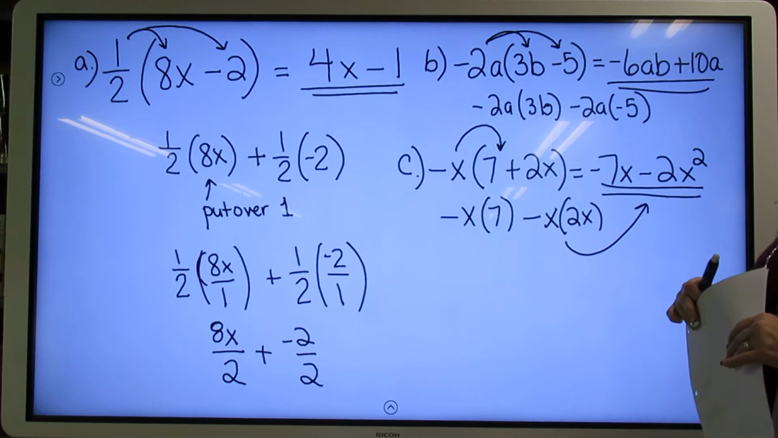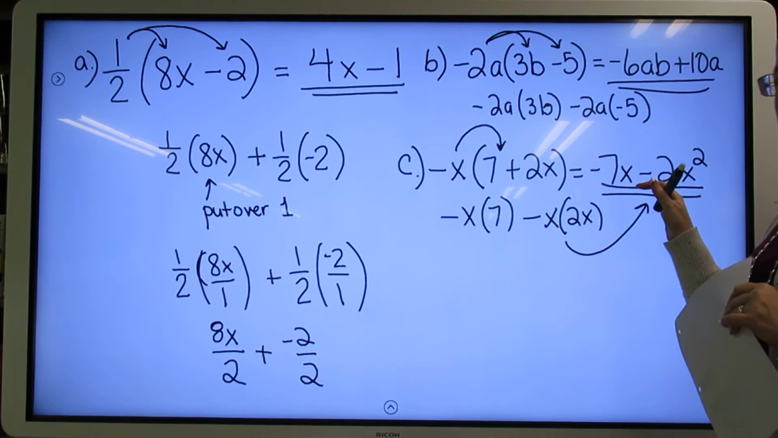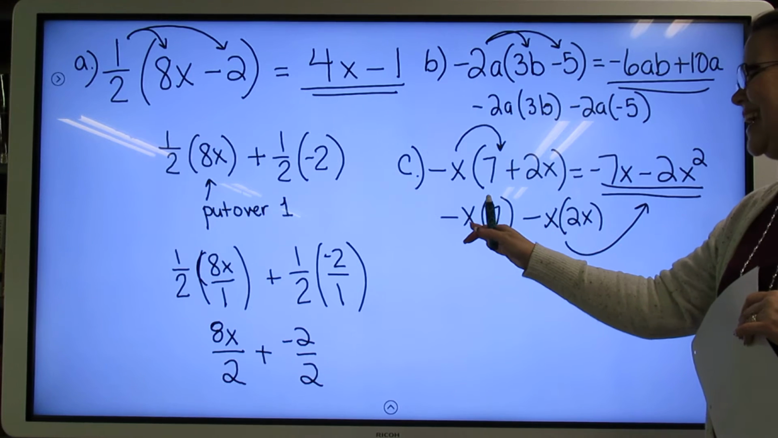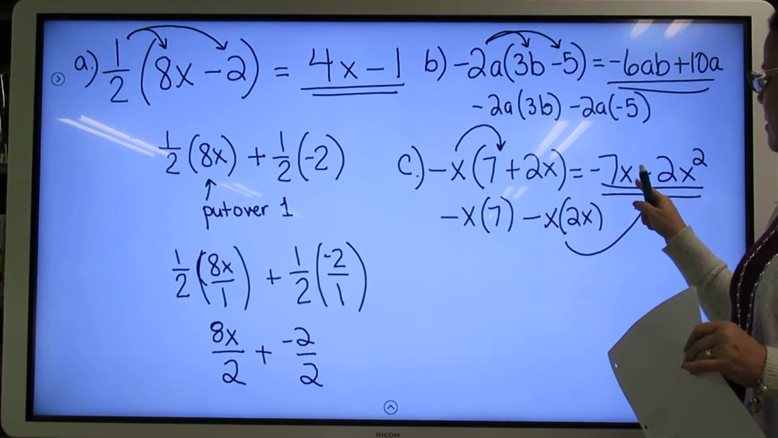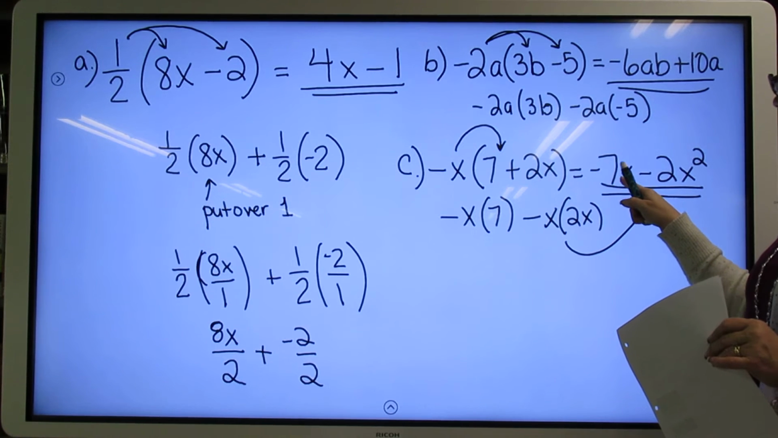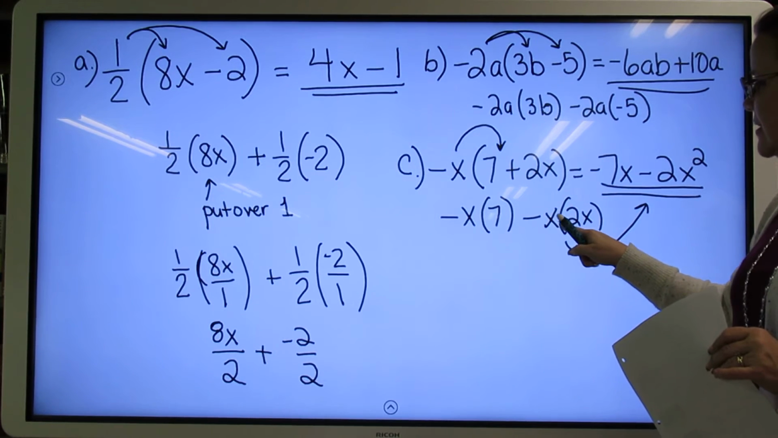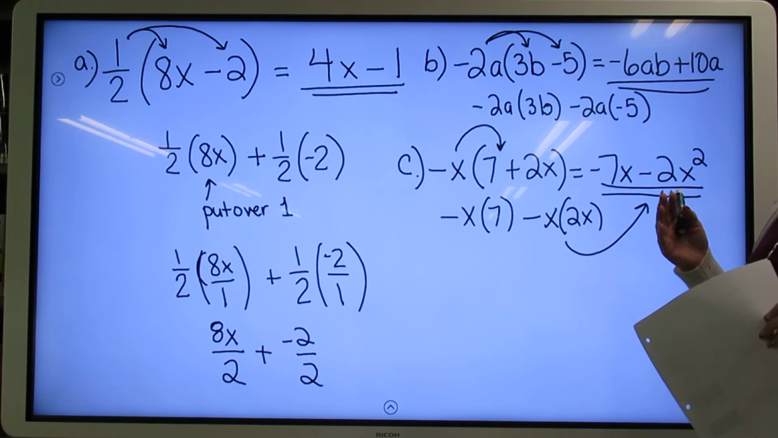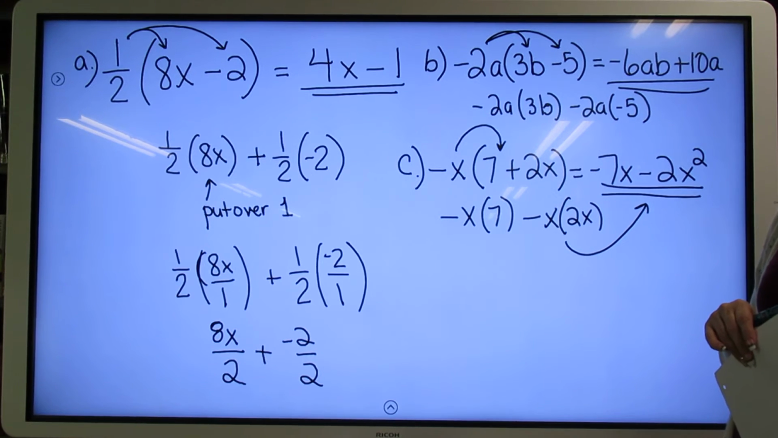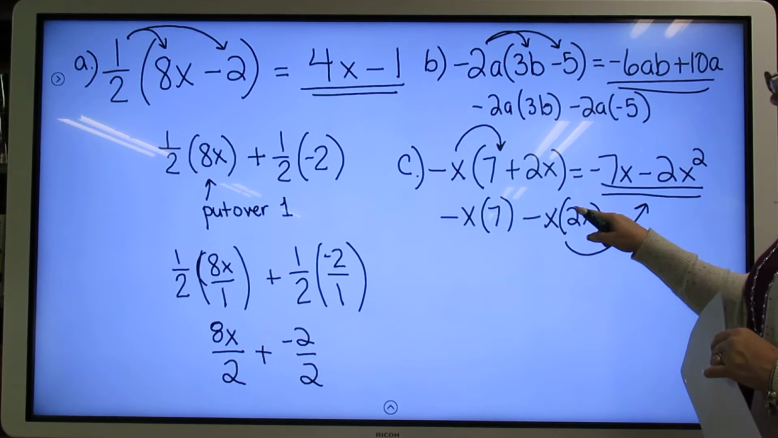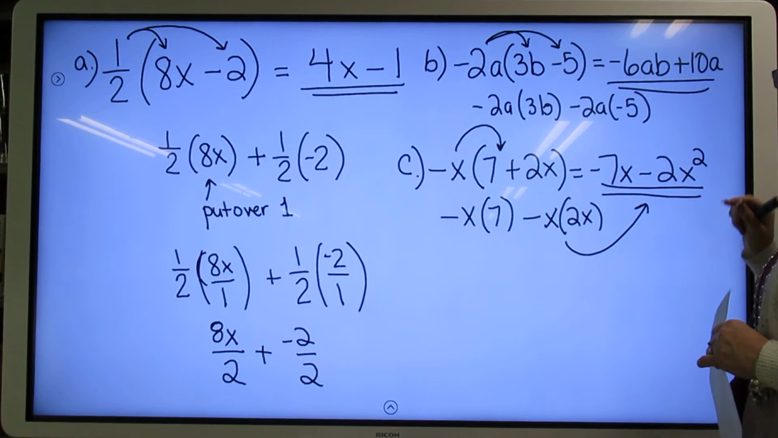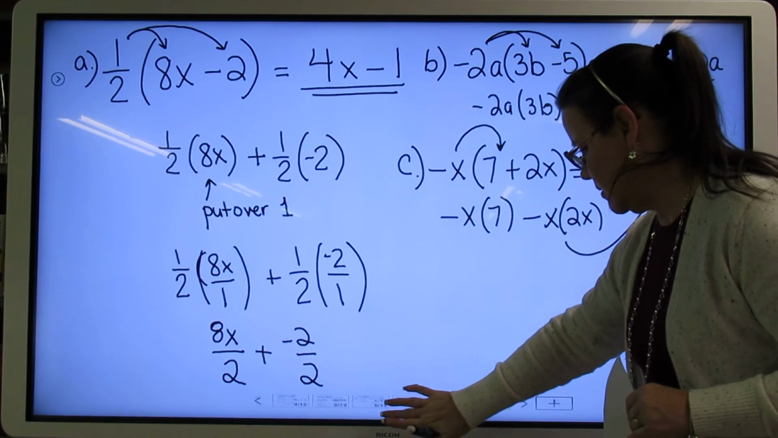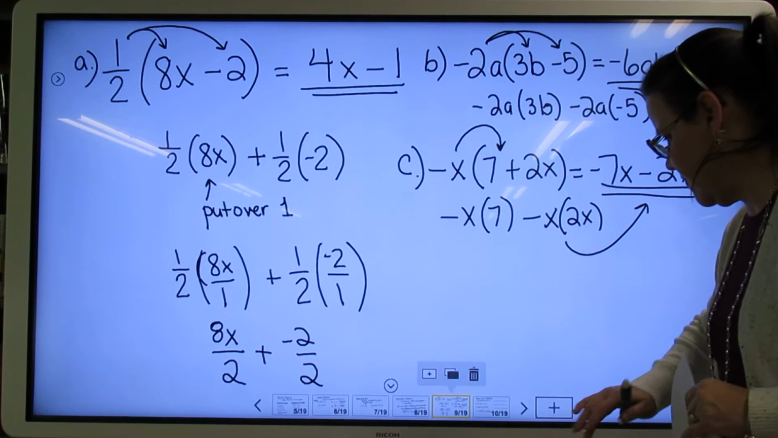Negative 7x. Now, the coefficient, the number, always comes before the variable. You can't say negative x7. You could, but that's not how they're going to give it to you on the paper. On the test, they're going to give it to you as negative 7x. And then negative x times 2x, well, you would have to know your exponent rules for the product rule. And that is negative x times 2x would be negative 2x squared. All right, I think that follows.